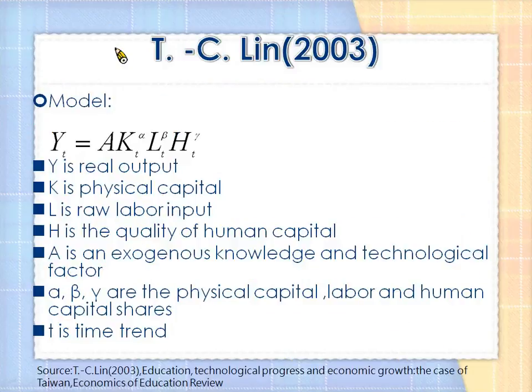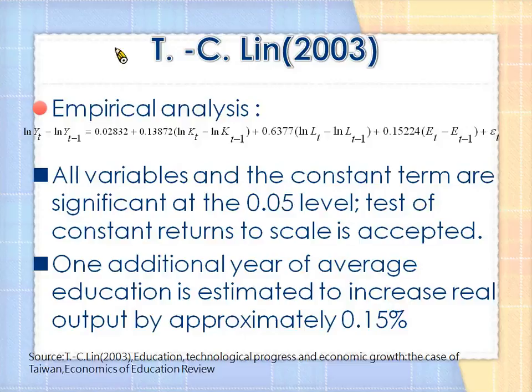And here is another paper. Indeed, this paper also makes the same argument by incorporating human capital in the model, and then doing the analysis through regressions. These are all positive: education, growth of education, growth of labor, growth of capital, and this is growth of output. So you can find that all variables and the constant terms are all significant, and they also accept the constant returns argument.